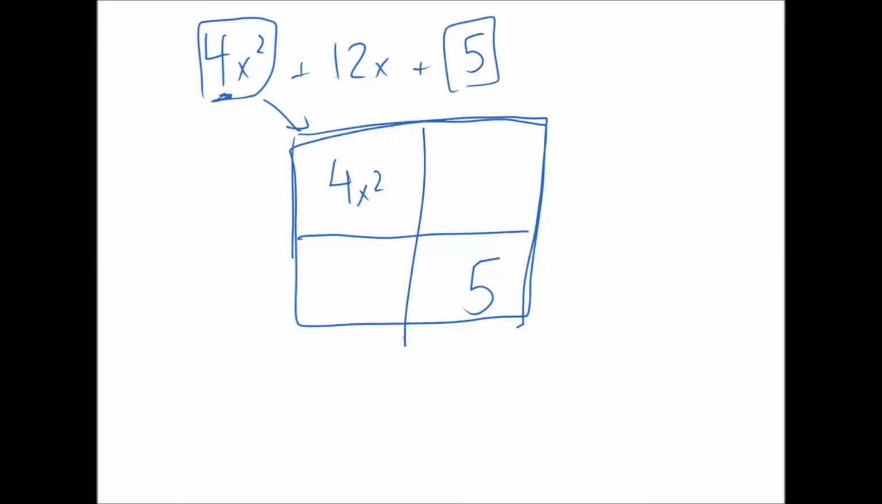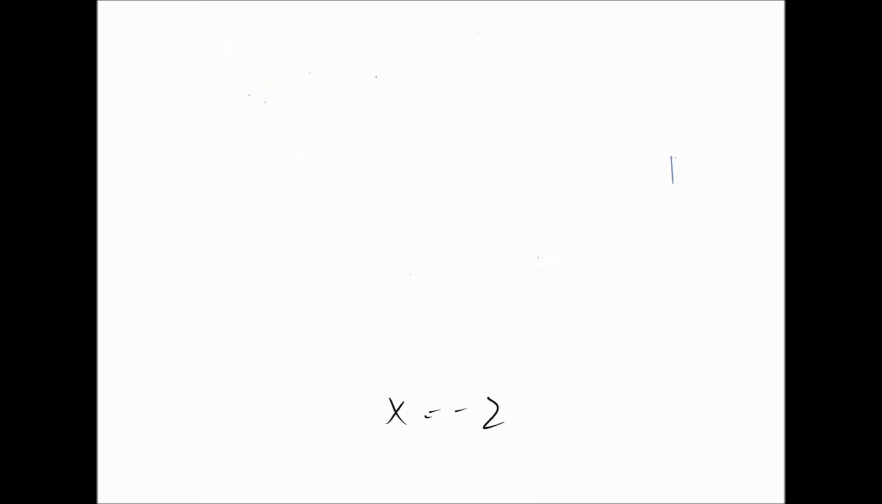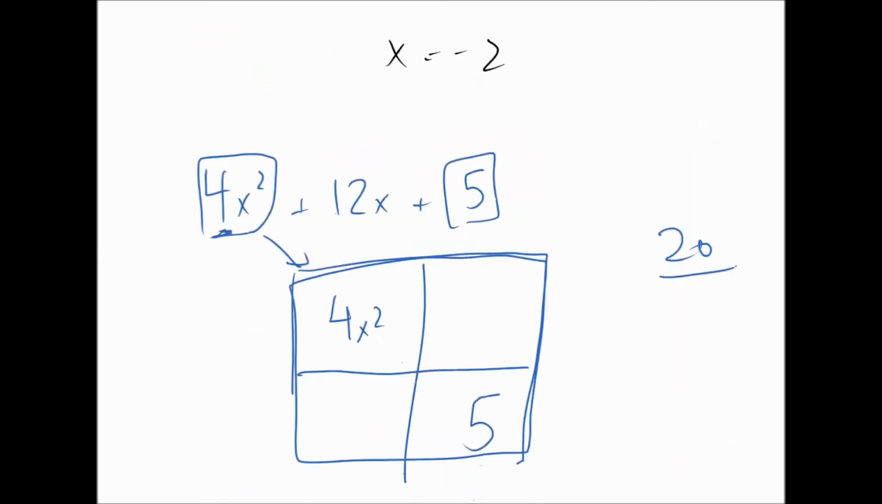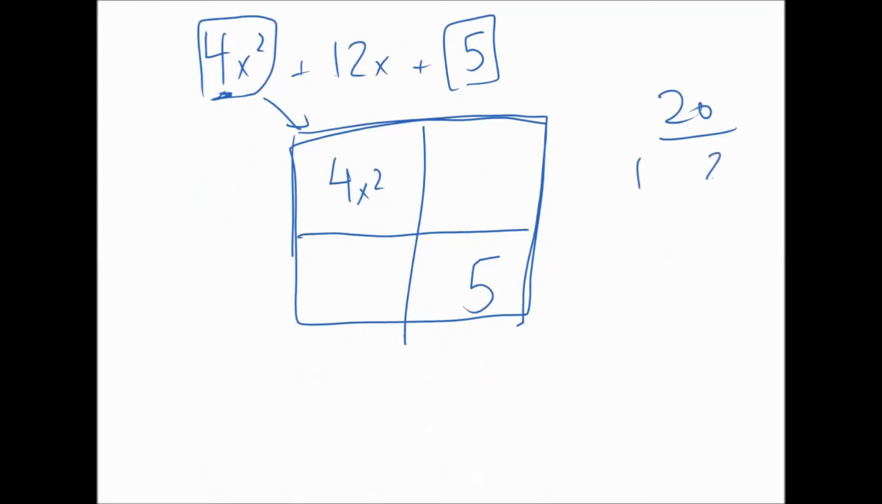Now we're going to multiply those two together to get 20, the 4 times the 5. And we need to think, how can we get a positive 20 but get 12x? So we can have 1 and 20. We can have 2 and 10 and 4 and 5. So 2 and 10 add up to a positive 12.